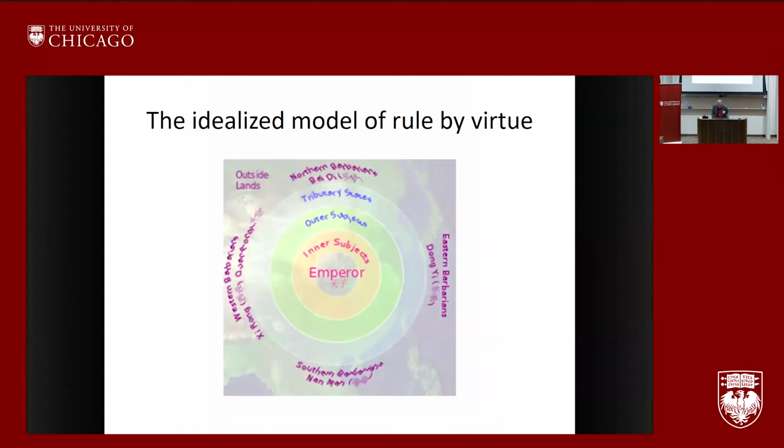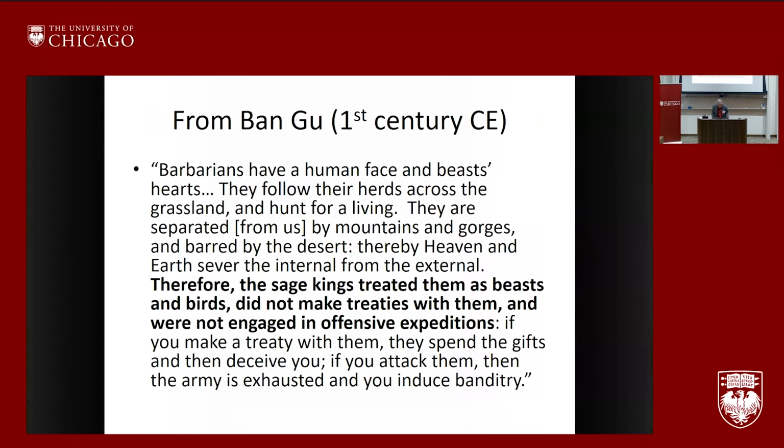Ban Gu, writing about a century later, provided this often quoted formulation. "Barbarians have a human face and beasts' hearts. They follow their herds across the grassland and hunt for a living. They are separated from us by mountains and gorges and barred by the desert. Therefore, the sage kings treated them as beasts and birds, did not make treaties with them, and were not engaged in offensive expeditions. If you make a treaty with them, they spend the gifts and then deceive you. If you attack them, then the army is exhausted and you induce banditry."